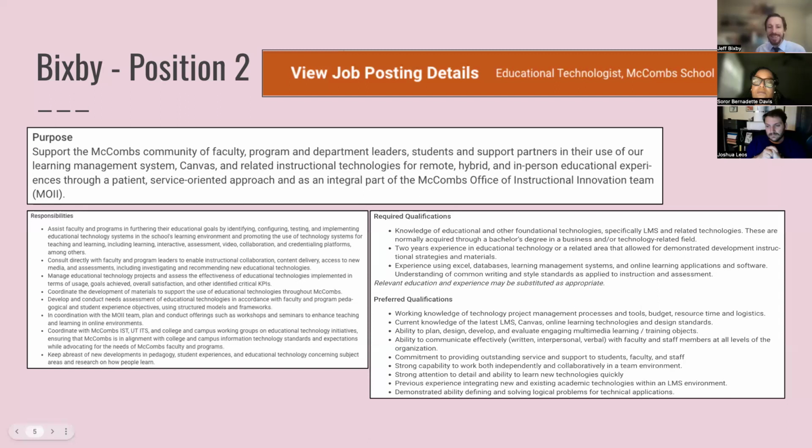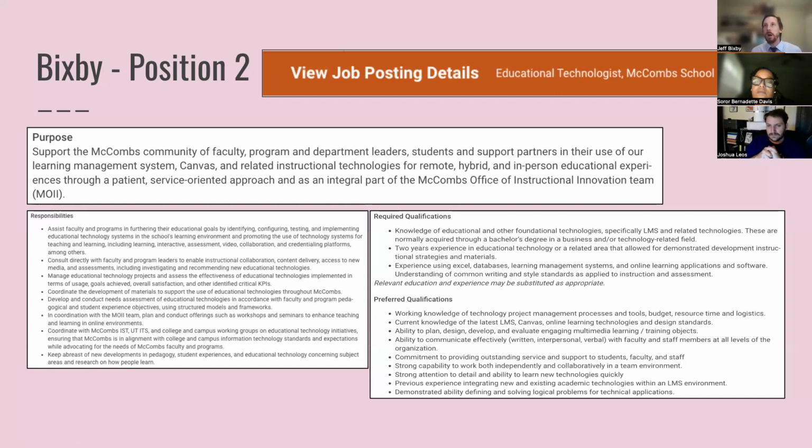In terms of expected aspects, I already spoke about Canvas. We use Canvas for a lot of different things when it comes to working with students. All UT students use Canvas for their courses, and so it's not a surprise to me that this position would lean so heavily on that platform.